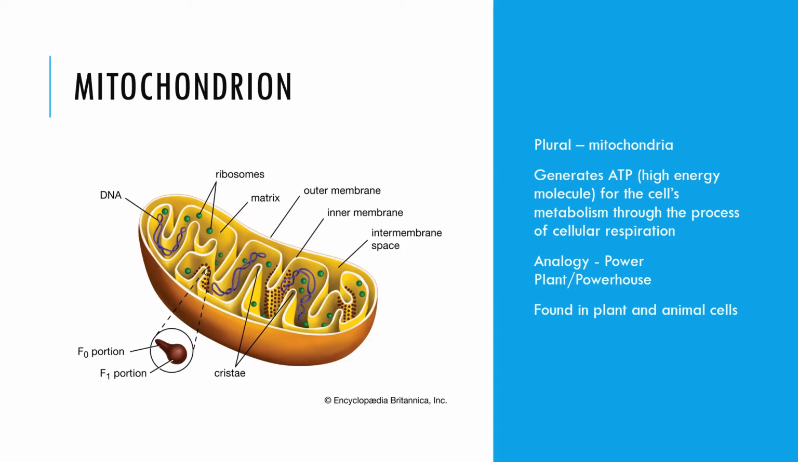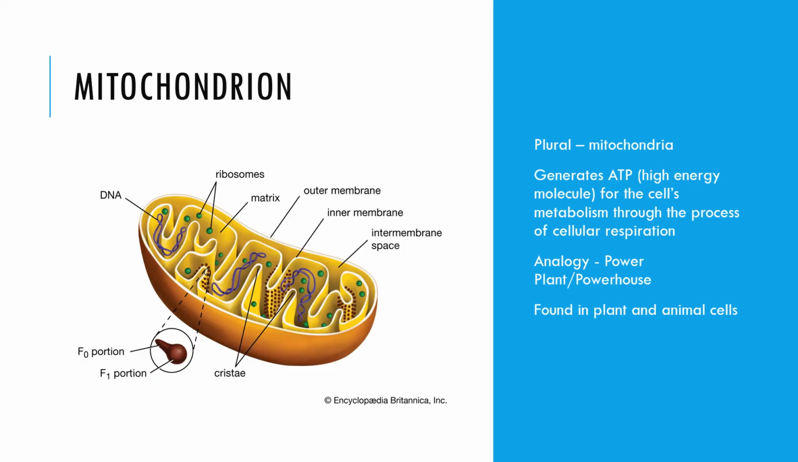The next organelle on our list is the mitochondrion. The plural of mitochondrion is mitochondria. On the left-hand side of our screen, we see the perfect example of what a mitochondrion looks like. Note that it has a double wall membrane. The inner membrane is thrown into folds called cristae, and this helps to increase the surface area of the mitochondrion.